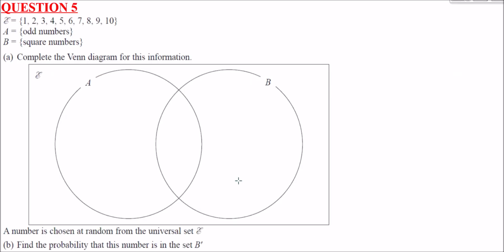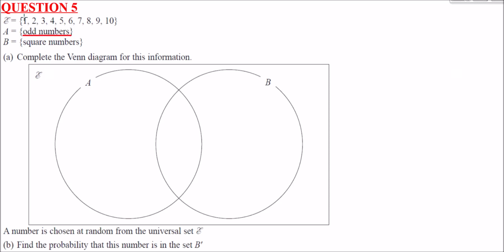Question 5 is about a Venn diagram. This curly E means everything inside the Venn diagram. So all the items inside the Venn diagram are the numbers from 1 to 10 inclusive. So A is the odd numbers and B is the set of all the square numbers in this list. We need to complete this Venn diagram for the information.